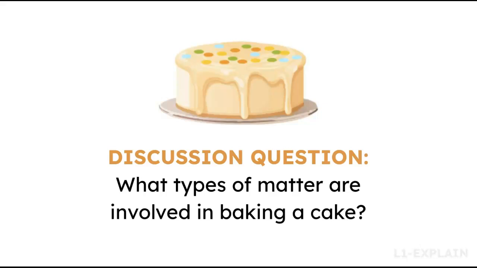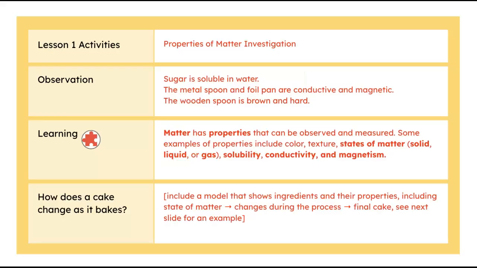In the Explain portion of the lesson, students will engage in a class discussion. You'll invite them to gather and analyze their observations around their Properties of Matter investigation. You'll use the provided questions to guide the discussion around what types of matter are involved in baking a cake. The goal of this class discussion is to have students analyze the different categories to identify the properties of matter. You will use the discussion to create the Lesson 1 summary chart.